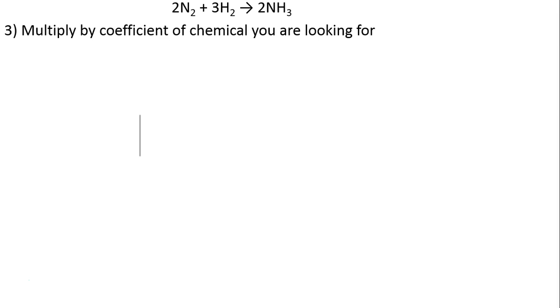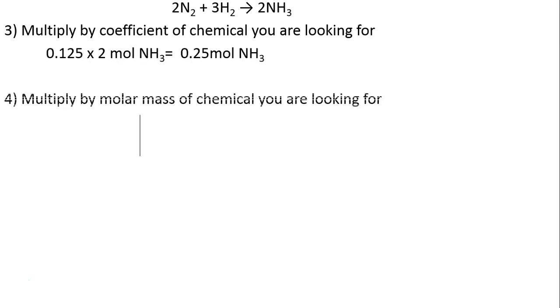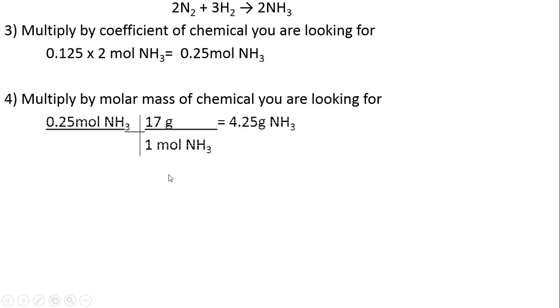Step 3, multiply by the coefficient which you're looking for. Since I'm looking for ammonia, I multiply by the 2 moles, which is the coefficient again. There's 0.25. And finally, we're going to multiply by the molar mass of what I'm looking for. What am I looking for? Ammonia. Molar mass is 17, so 4.25 grams is my answer. So those are the variations for doing stoichiometry. 4 steps. If you follow them correctly, this becomes very simple, very fast.